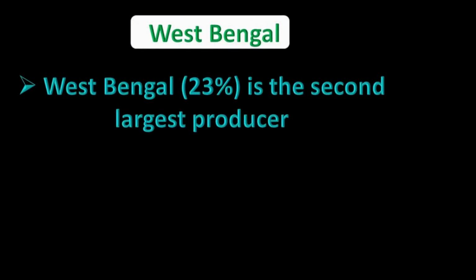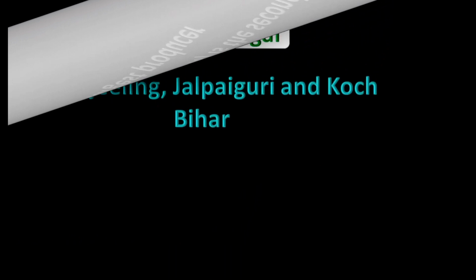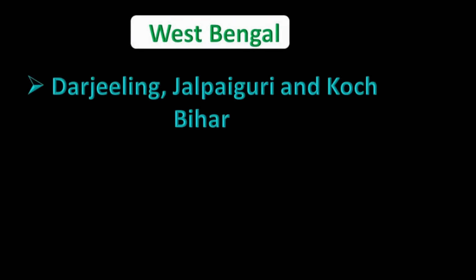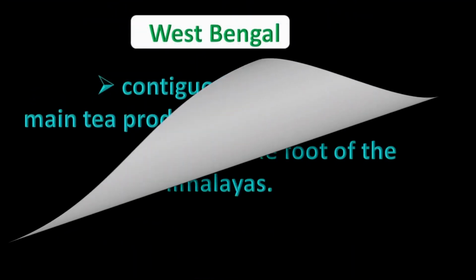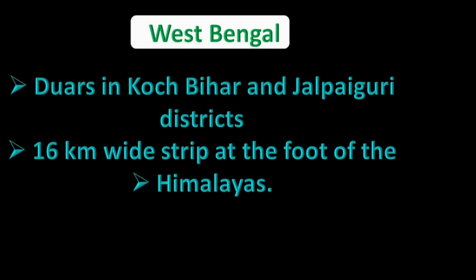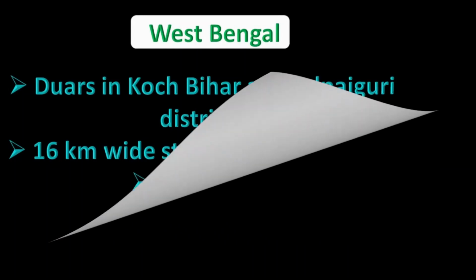West Bengal. West Bengal, with 23%, is the second largest producer. Tea in West Bengal is produced in Darjeeling, Jalpaiguri and Cooch Behar. These districts are contiguous to the main tea-producing belt of Assam. The Dooars in Cooch Behar and Jalpaiguri districts form a 16 kilometer wide strip at the foot of the Himalayas.